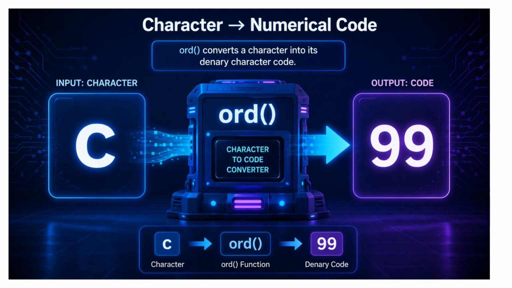Now let's look at the ORD function. The ORD function converts a character into its numerical character code. For example, here we have the lowercase character c. When we pass c into the ORD function, the computer converts it into its denary character code. The result is 99, so we can write this as ORD c is 99. Remember, ORD takes a character as input and returns a number as output, so ORD c returns 99.